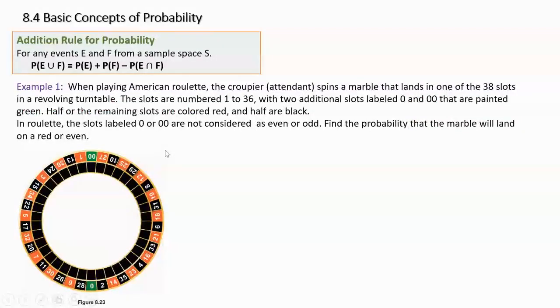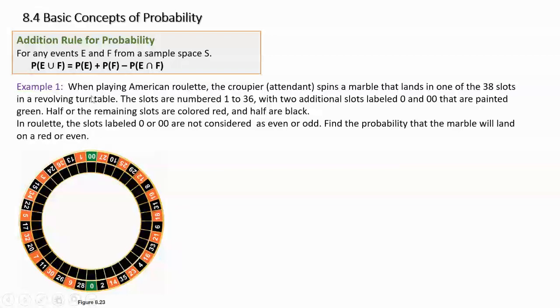Okay, now we're doing 8.4. This is an actual example from the book. It says the addition rule for probabilities: for any events E and F from a sample space S, the probability of E union F is equal to the probability of E plus the probability of F minus the probability of E intersect F. I'm going to show you how to use this formula to solve example 1 here.